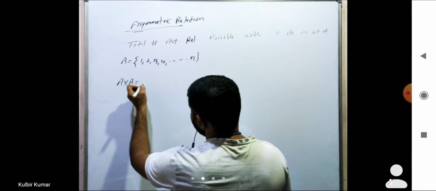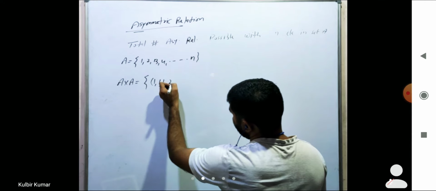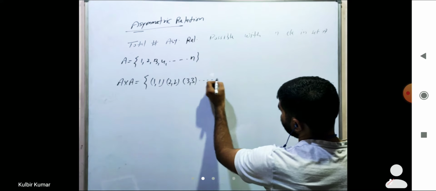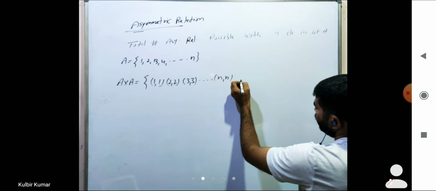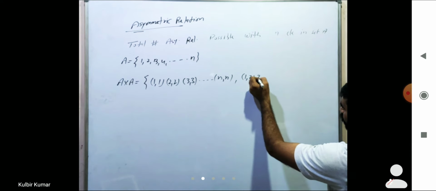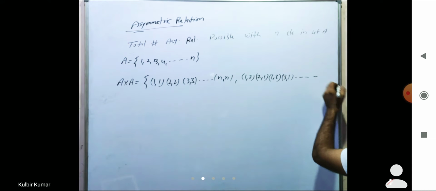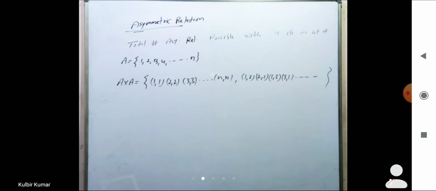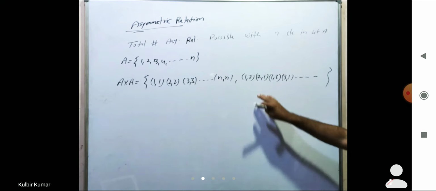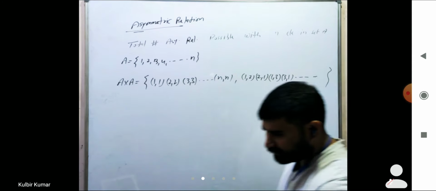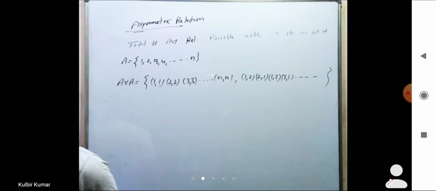It is A cross A equal to 1 comma 1, 2 comma 2, 3 comma 3, and so on up to n comma n, and after that it is 1 comma 2, 2 comma 1, 1 comma 3, 3 comma 1, and so on up to x comma y we can say, and y comma x. So this is what A cross A is given. Then try, what will be the total number of relations possible? Yes, try for this question.